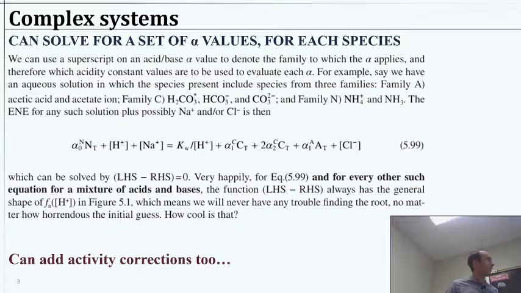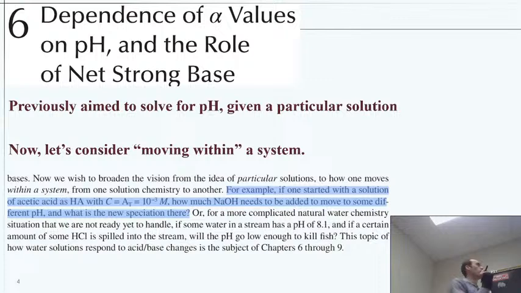And if we want to, we can complicate it further and add the activity corrections. Under relatively dilute situations, we don't need to, so we're not going to even touch on that. I'm just letting you know that's there, and the book describes that as well. Okay, so that's it for the cases where we were considering a particular system and trying to find that pH. Now we're going to take a look at more so we have a system and we're going to move across pHs within that system.